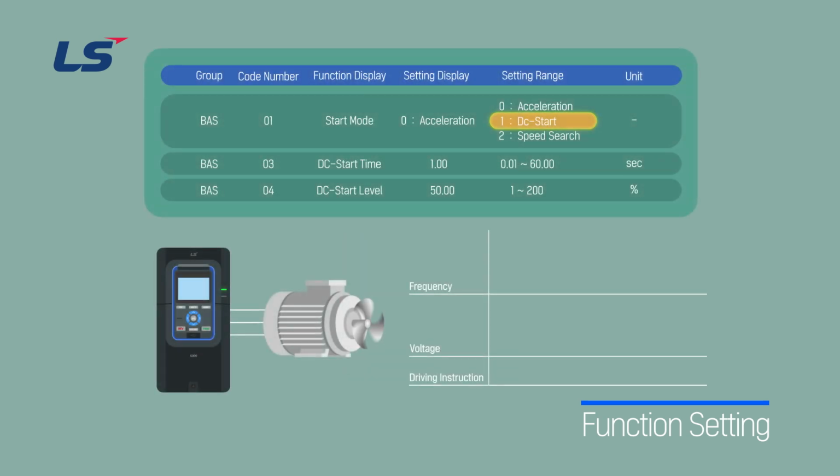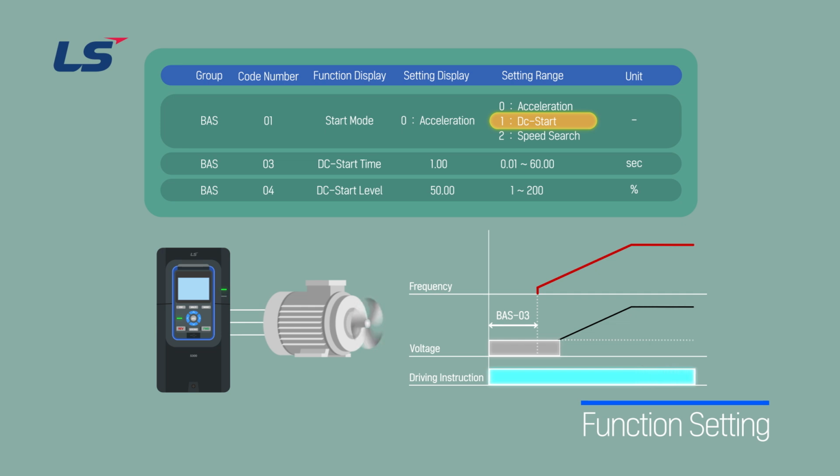DC start involves applying DC voltage to the motor for a preset time. If the motor is already spinning, it uses DC braking to stop the rotation before accelerating. This method can also be used when a certain torque is necessary even after releasing a mechanical brake in vertical load applications using mechanical brakes. The DC start level can be set based on the motor's rated current and must not exceed the AC drive's rated current.